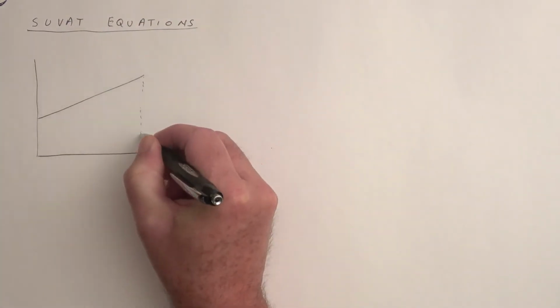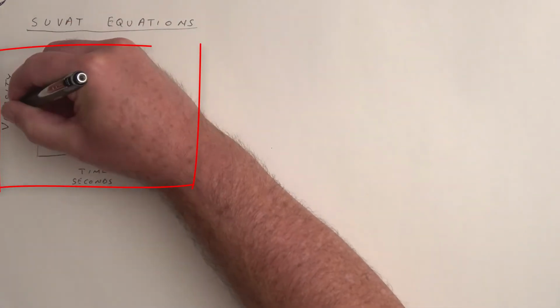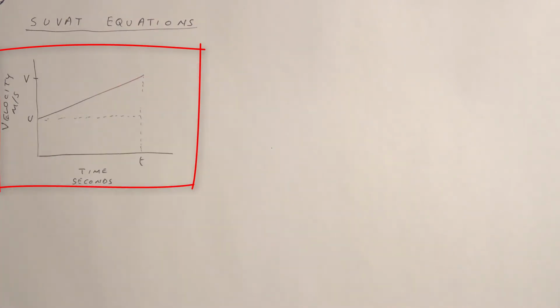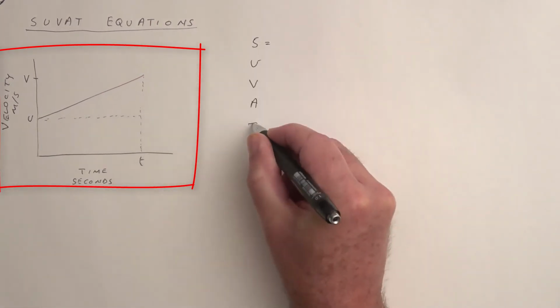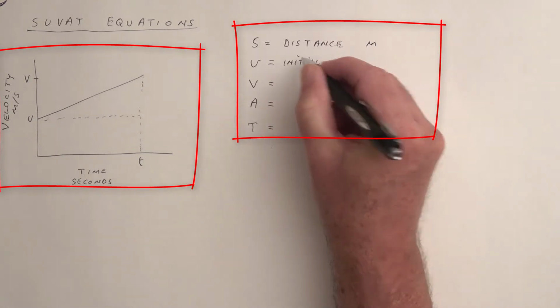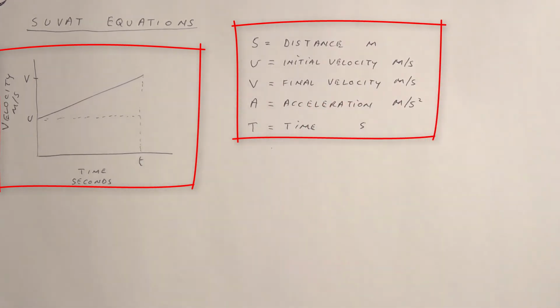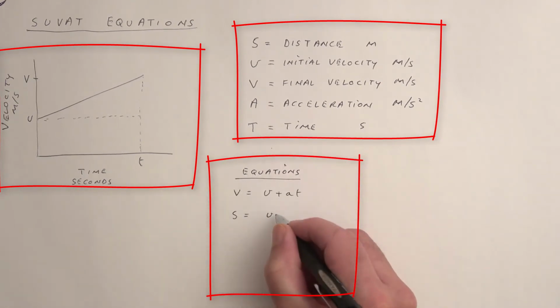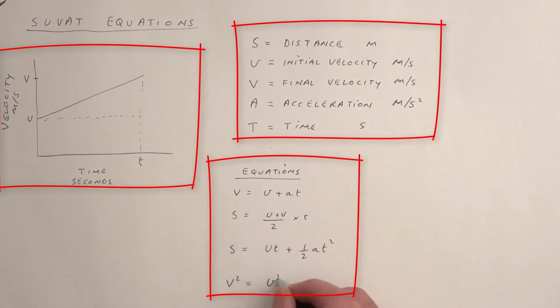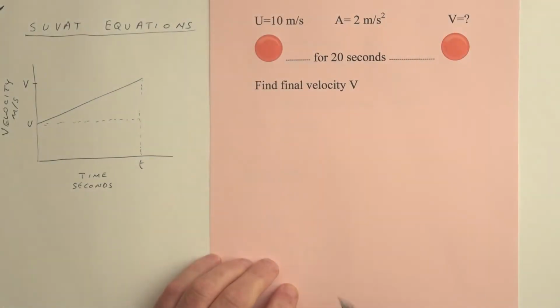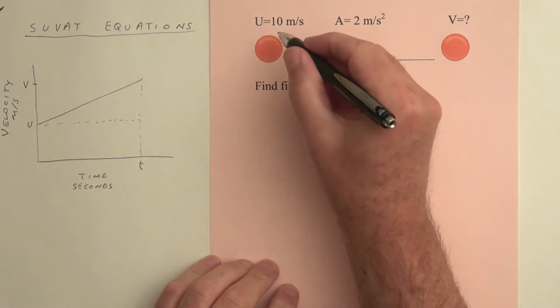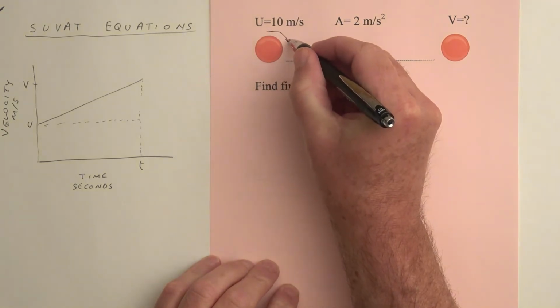Today we're going to look at the SUVAT equations. There's a velocity-time graph. And this is what SUVAT stands for, all these components. And we've got 4 equations. And these all stand for an object moving under constant acceleration.